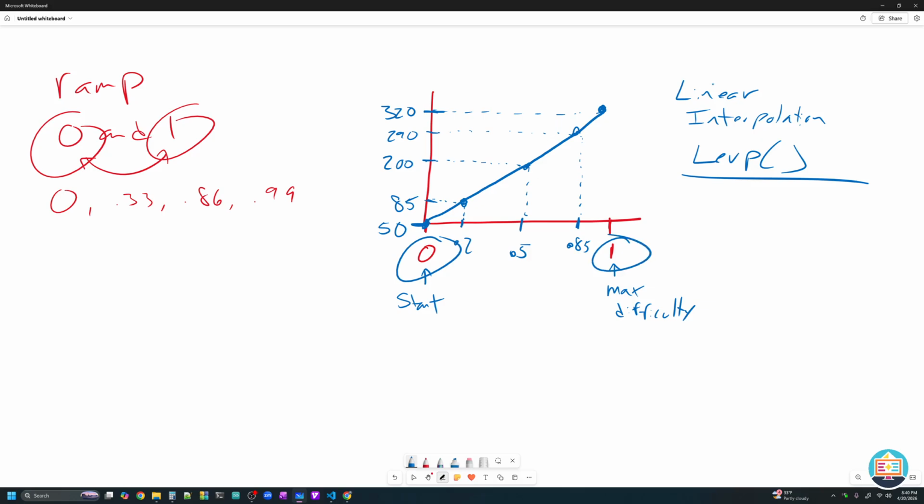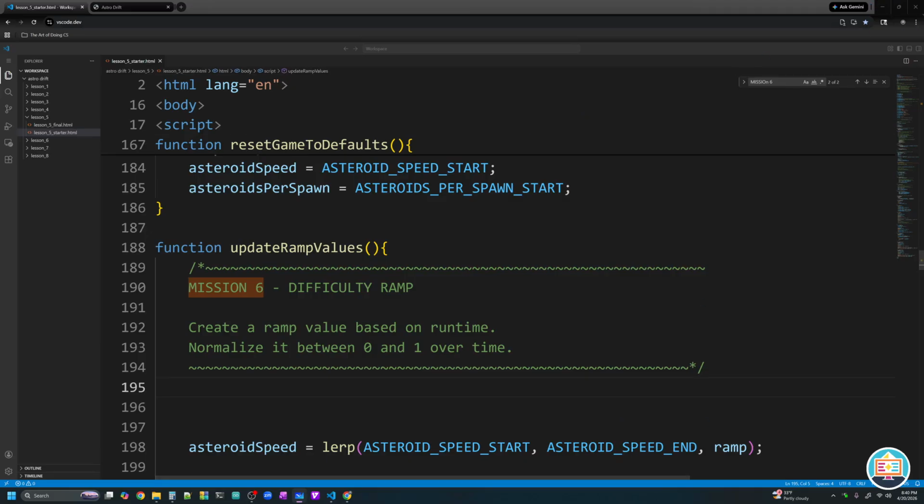Well, at the max difficulty, this is going to be, what did we say, 120 seconds of gameplay. And so we have our runtime, right? Run time seconds divided by the max ramp time. If we look at that ratio, that is going to give us our ramp values between 0 and 1. So let's take this idea of linear interpolation and let's head back over to our code and apply it now. So we want to create our ramp.